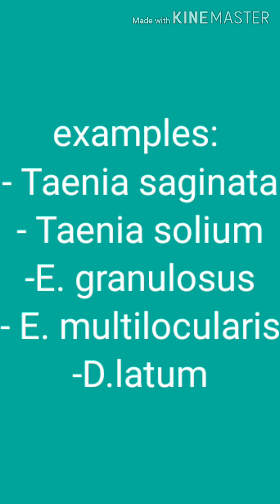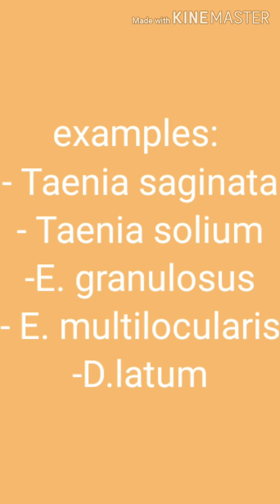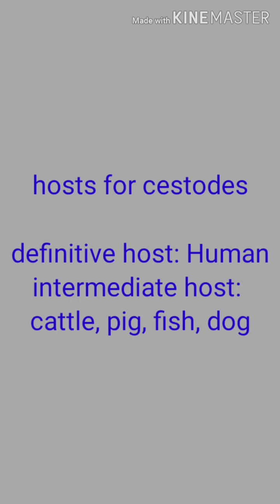So the tapeworm can be named depending on their scientific name, and generally they are sometimes called by their intermediate hosts. For the cestodes, the intermediate host can be different, like cattle, pig, fish, or dog. They harbor the larval stage of the parasite, and the definitive host is the human, where the adult worm lives in the intestine, and humans are infected by ingestion of the larval stage from the intermediate host.